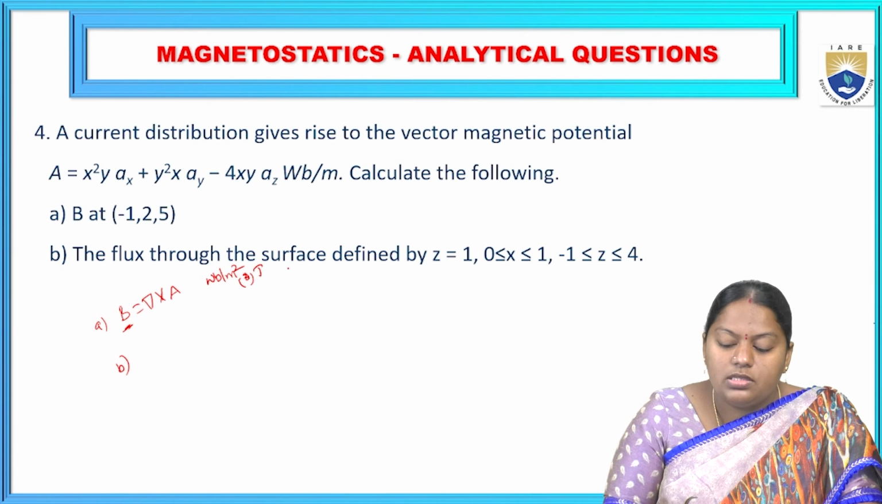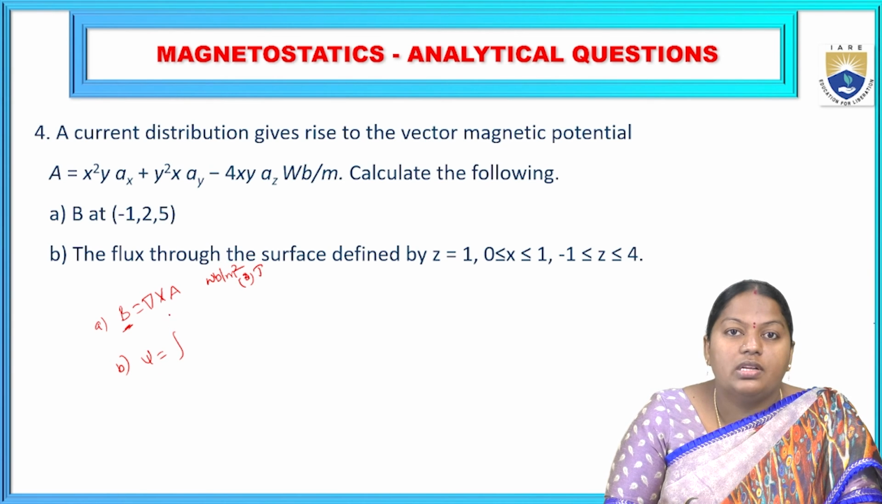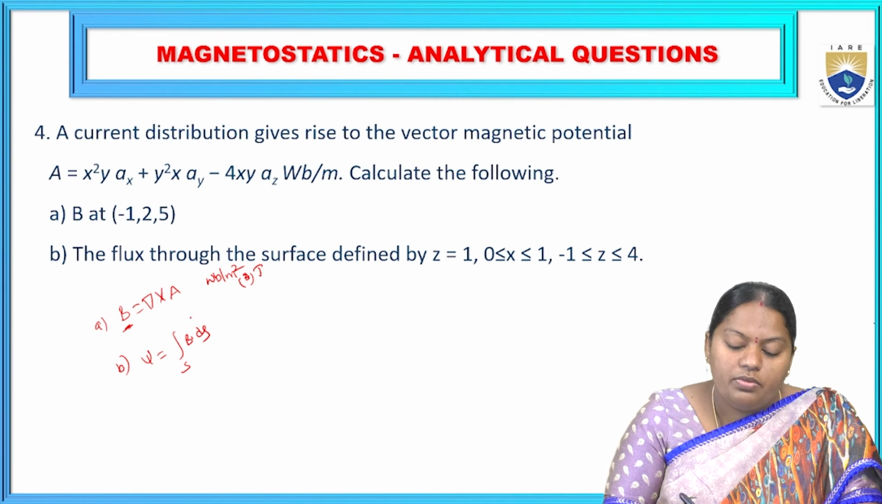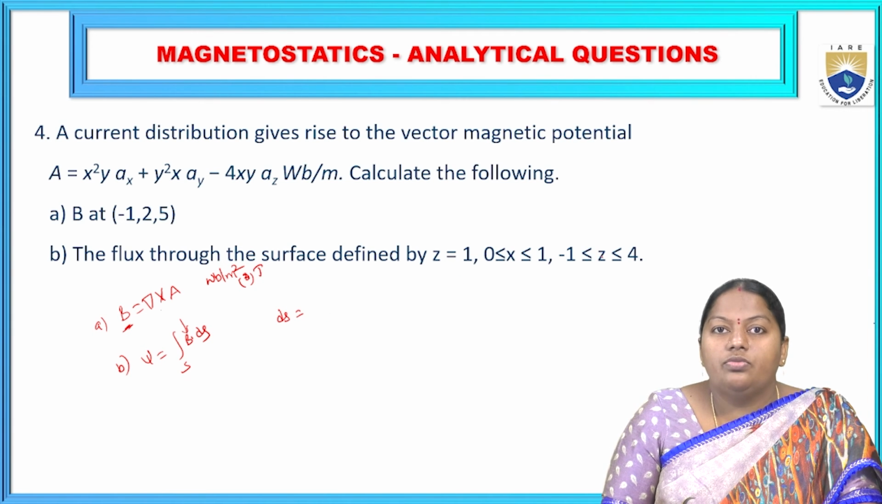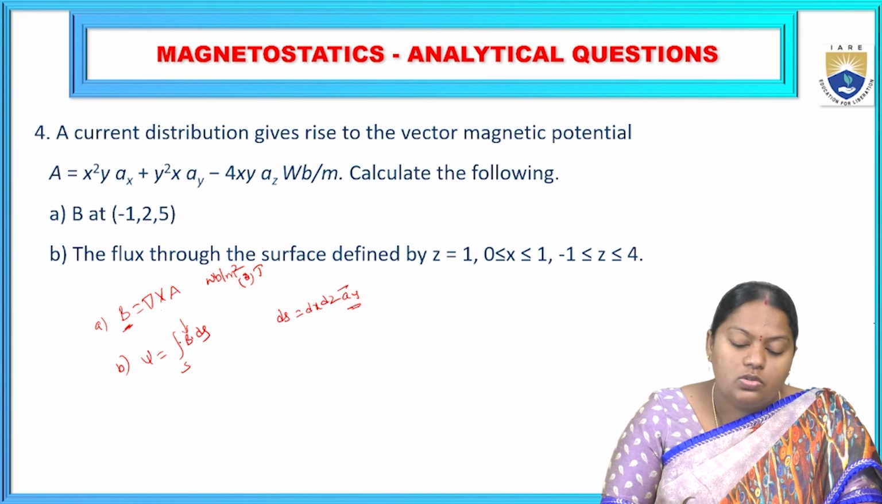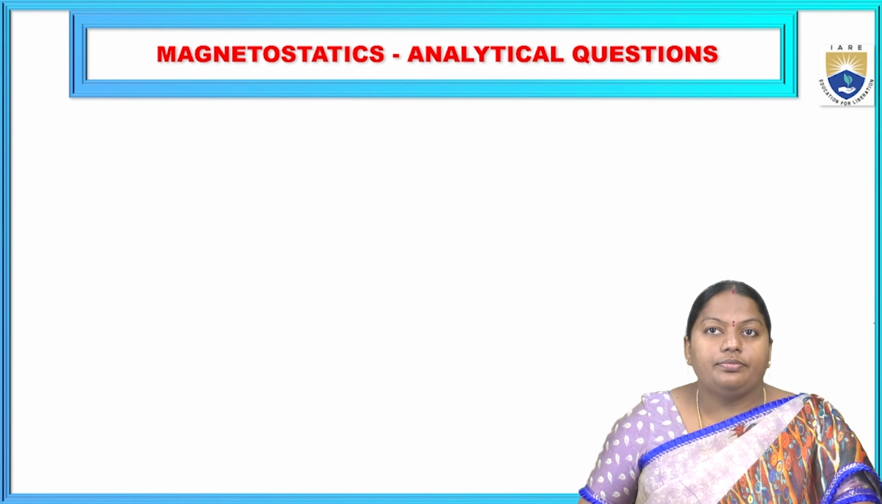Next is the flux through the surface defined by. Flux is represented with psi, and in terms of magnetic flux density it is the integral over S of B dot ds. Whatever value we have got from here should be substituted over here. The formula for ds can be written with x and z as the two variables, meaning dx dz ay, so we consider B in the y direction, and finally to simplify, psi can be measured in Webers. Magnetic flux is measured in Webers.